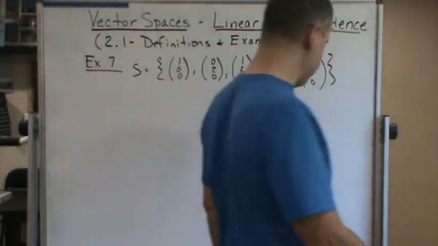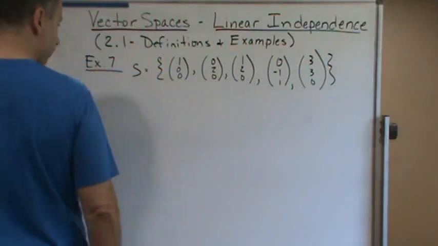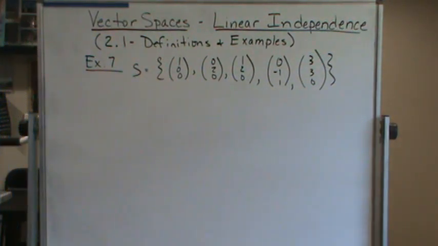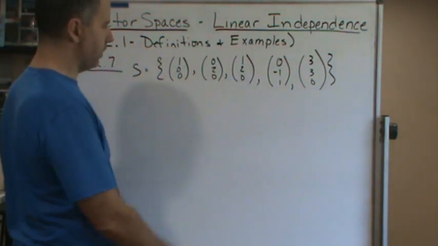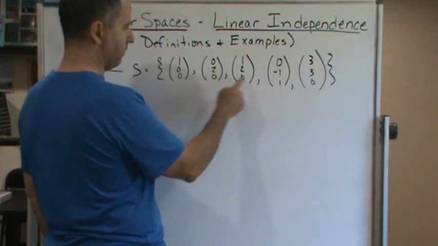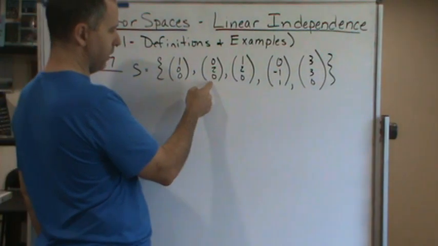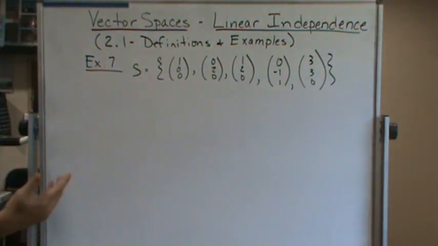All right, let's do example 7 here. So we've got the set S. Now, as you can see, you can check this, but S spans R3. But it's obvious that it's not linearly independent, because you can get this vector here by just taking a linear combination of the other 4 vectors. It'd just be 1 times this one plus 1 times this one plus 0 times this one plus 0 times that one. That'll do it. So it's not linearly independent.